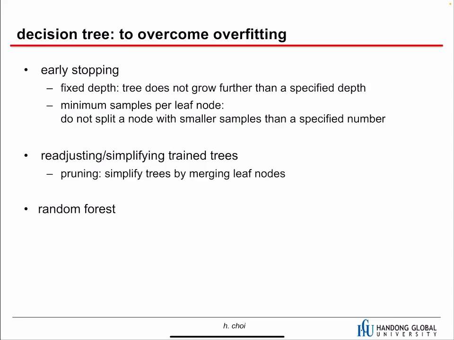And to overcome overfitting, we can use early stopping and readjusting and simplifying the trained trees. We can use pruning, which means we can cut some branches off. Otherwise, we can use random forest. So instead of using just one single decision tree, we can use lots of trees, and then we can get the results from the trees and combine them. Okay, that is random forest. So if you have to use a decision tree, and you have enough computation power, then use random forest. All the time, random forest is at least better than a decision tree, because random forest uses lots of decision trees.